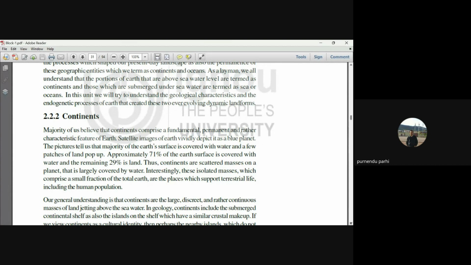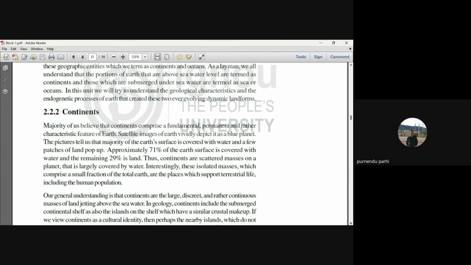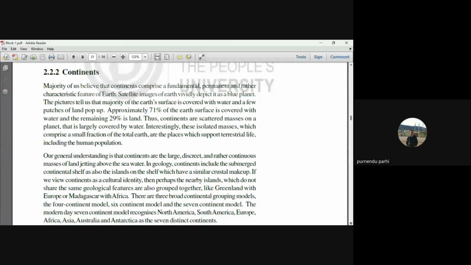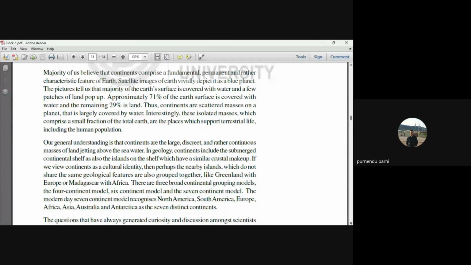Thus, continents are scattered masses on a planet that is largely covered by water. Interestingly, these isolated masses, which comprise a small fraction of the total Earth, are the places which support terrestrial life, including the human population. Our general understanding is that continents are the large, discrete, and rather continuous masses of land jutting above the seawater. In geology, continents include the submerged continental shelf itself, as also the islands on the shelf, which have a similar crustal makeup.